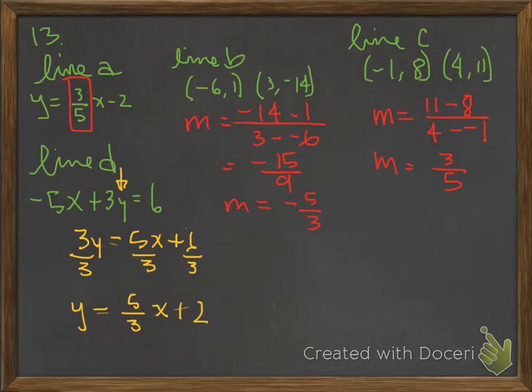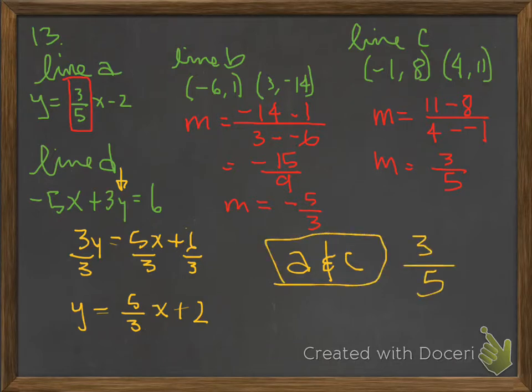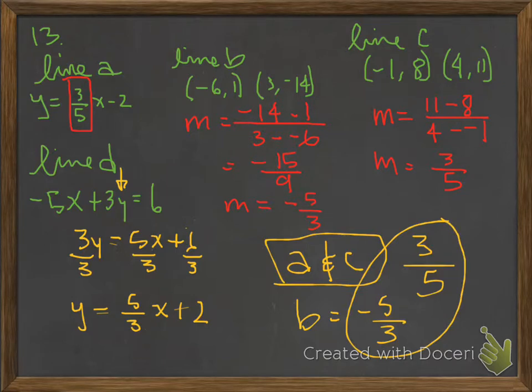Now comes the fun part, writing a paragraph describing what we see. Well, how many lines have the same slope? I see lines A and B, sorry, not B. I see lines A and C that both have a slope of 3/5. And then I see line B that has a slope of negative 5/3. So I notice that these two slopes are opposite reciprocals.